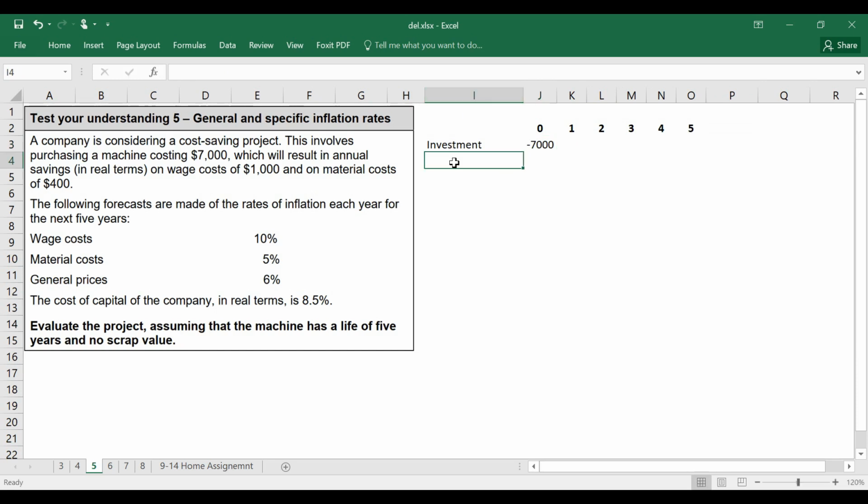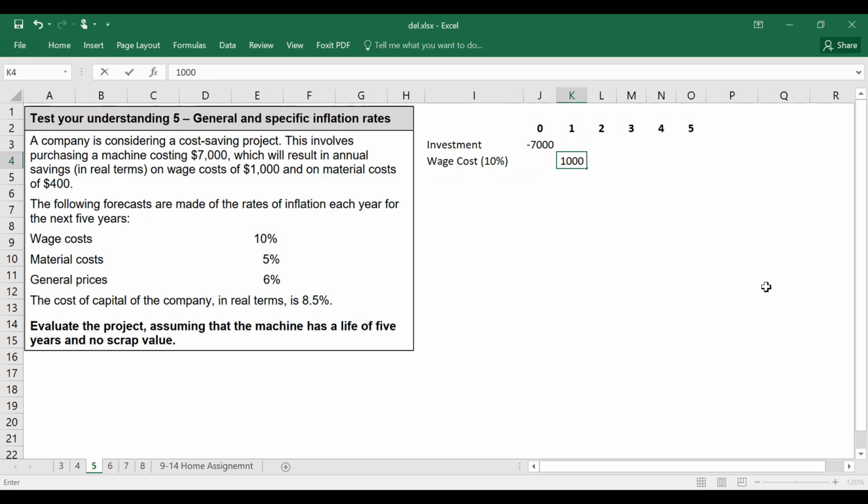Then we have cash inflow in the form of wage cost saving. Okay, but it is a real term cash flow. For example, it is not inflated, but the examiner has given us the inflation rates, specific inflation rates. We will inflate the wage cost with its specific inflation rate, which is 10% in this case, for each year for the next 5 years. Okay, starting from year 1. So here we are going to write wage cost, and we will inflate it by 10% per annum, right?